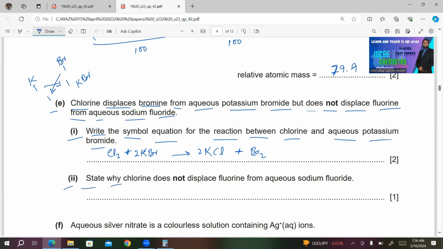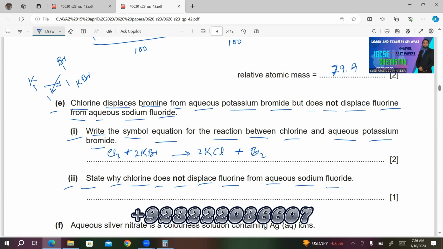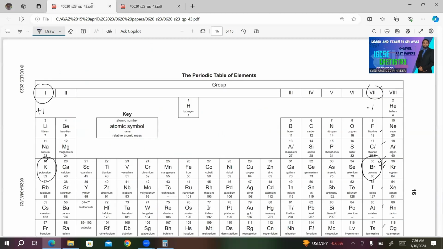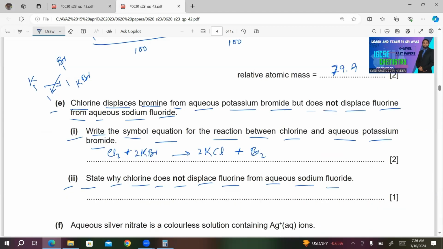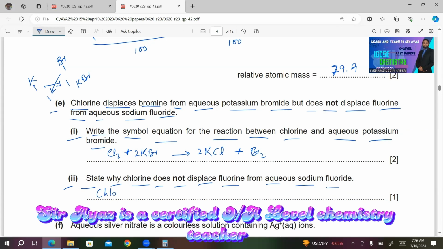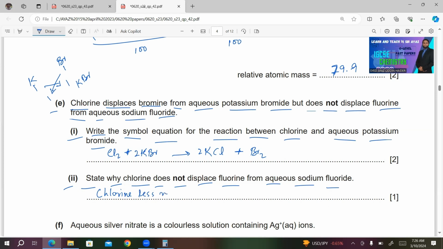Number 2, state why chlorine does not displace fluorine from aqueous sodium chloride. If you look at the position of chlorine, fluorine is on the top, and you know the reactivity trend decreases down the group, which means that chlorine will be less reactive than fluorine.